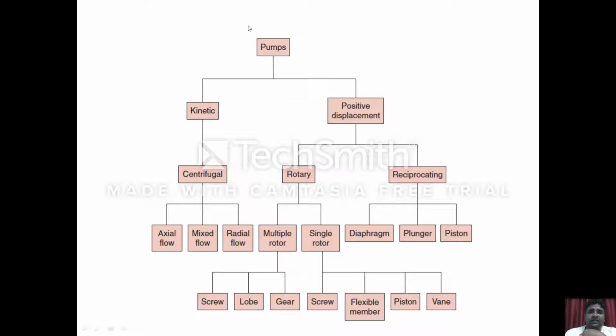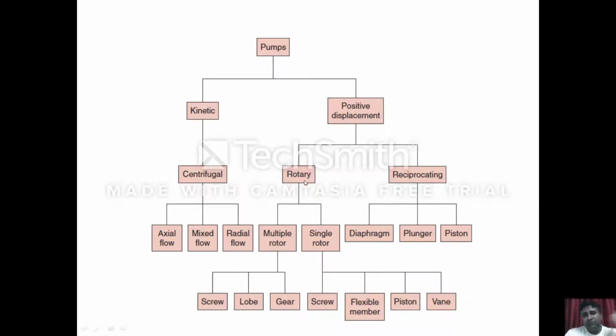If we categorize the pumps, there are two types. One is the kinetic type of pump, which is grouped under the heading centrifugal pump. In case of centrifugal pump, it can be axial flow, mixed flow, or radial flow. That is a kind of modification of the centrifugal pump. In case of positive displacement pump, there are two main types. One is the rotary type of pump. Second is the reciprocating type of pump. In the reciprocating type, there can be further three types: diaphragm, plunger, or piston type of reciprocating pump.